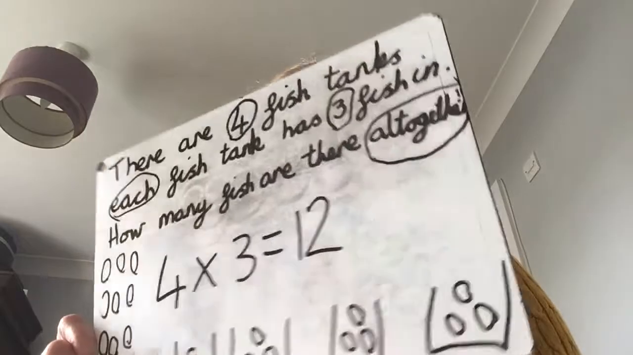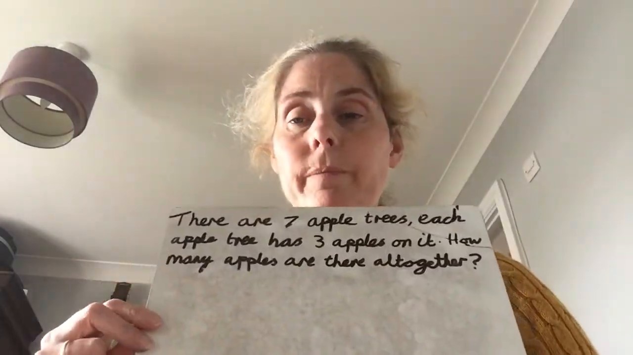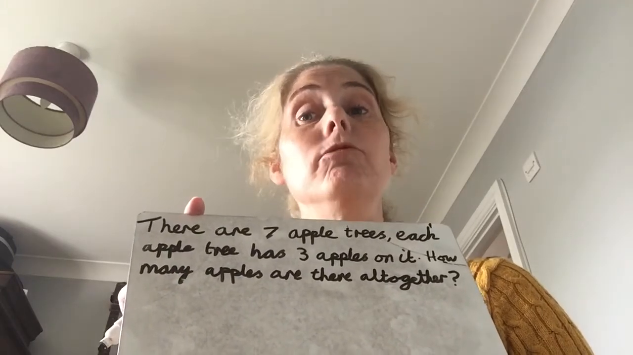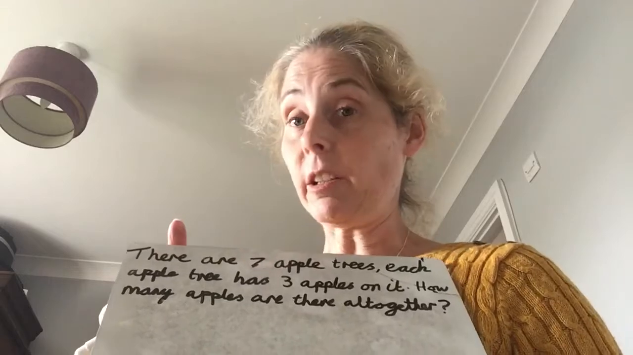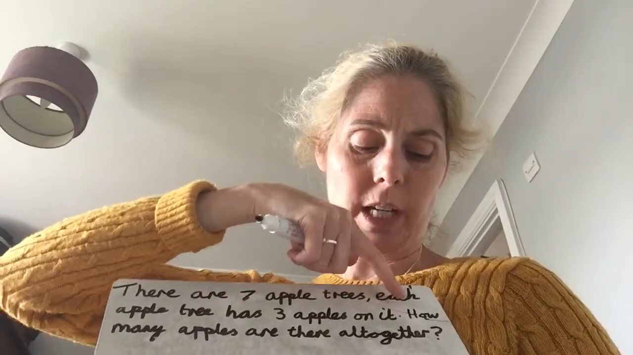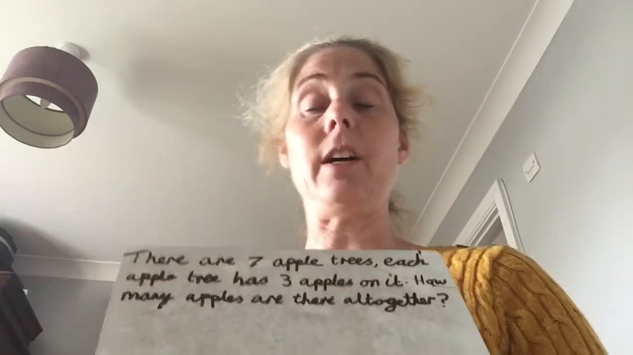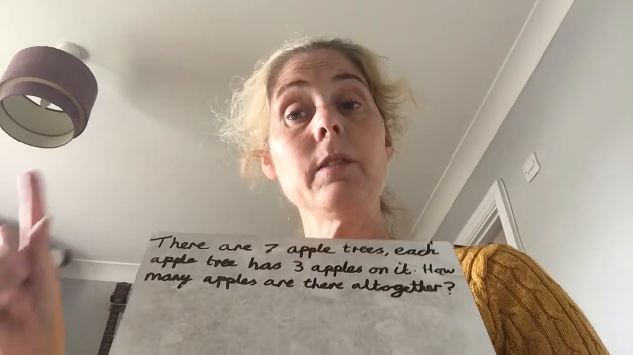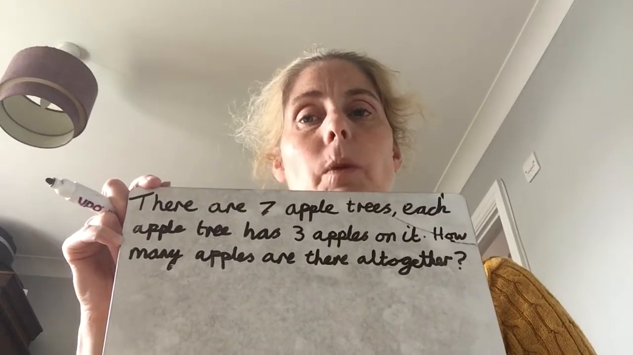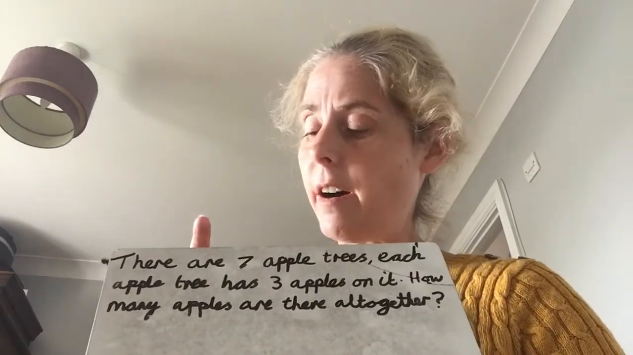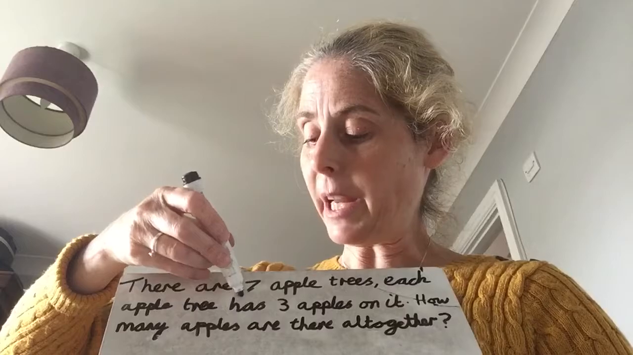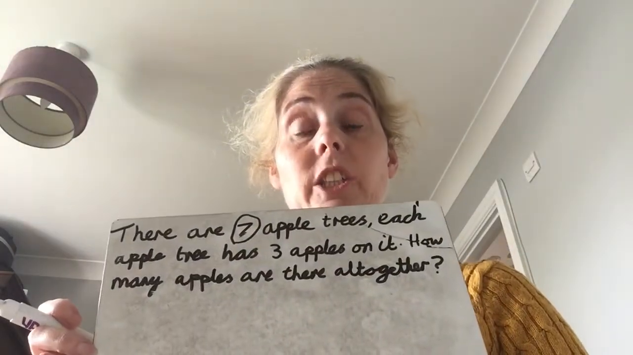Okay, let's look at another one together on the other side of my board. Okay, what's the first thing we always do? Read it twice at least. So this time there are 7 apple trees. Each apple tree has 3 apples on it. How many apples are there altogether? Okay, so we're going to read it again. Let's circle the important information. See if you can tell the adult with you what I need to circle as we're reading. Okay, there are 7 apples. Anybody notice? Good. There's a number here. We're going to need that for our calculation. Okay.